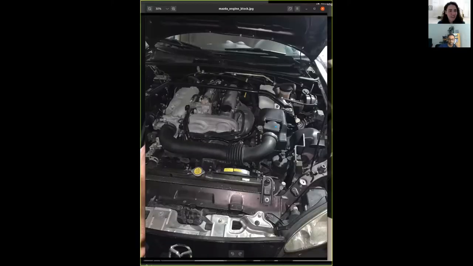Yep. All right. I'm up first. Okay. I'll share it one at a time, I guess. So first off, I'm going to start with the Mazda engine block from the Mazda car I bought back in July. This is the engine block, but underneath it, it's got a drivetrain.